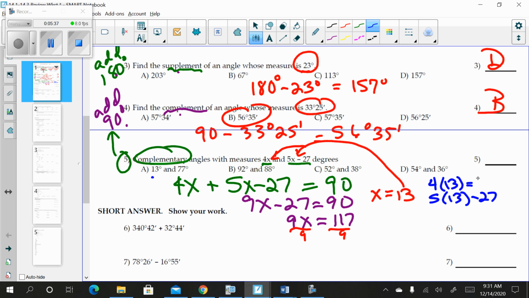So 4 times 13, that's 52. And it looks like there's only one like that. This angle would be the 38. So make sure you substitute back in. That's really important when we're using those equations.